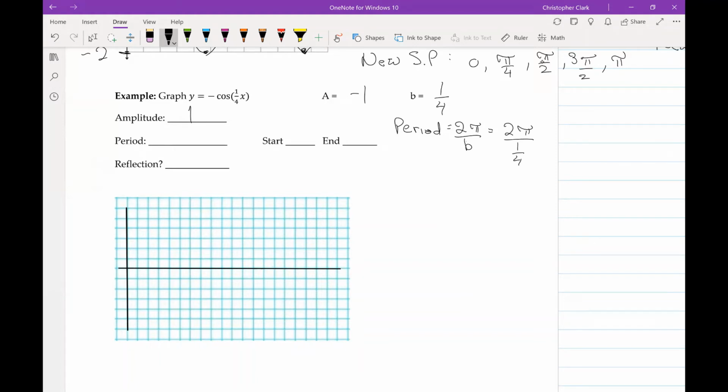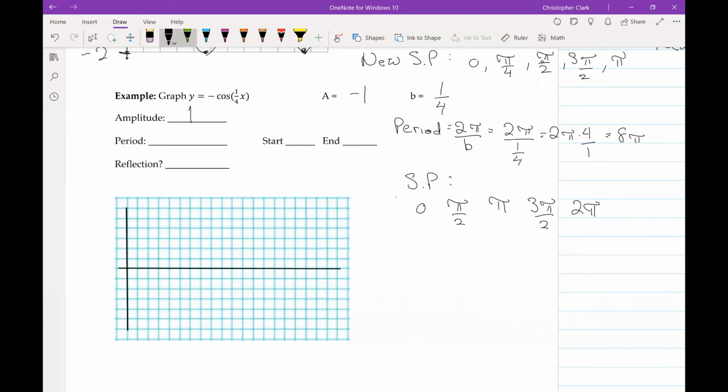Now remember, when you divide by a fraction, you multiply by the reciprocal. So this is actually equal to 2 pi times 4 over 1, which is equal to 8 pi. Okay, that's pretty interesting. So we took our period and we multiplied it by 4. So let's do some special points. So our special points are normally 0, pi over 2, pi, 3 pi over 2, and then 2 pi.